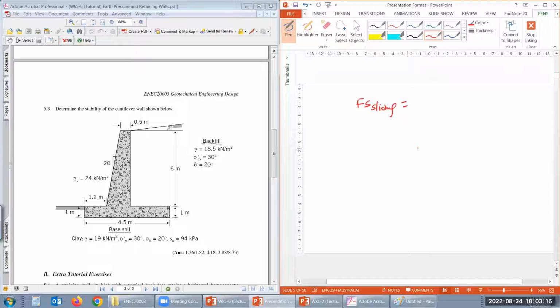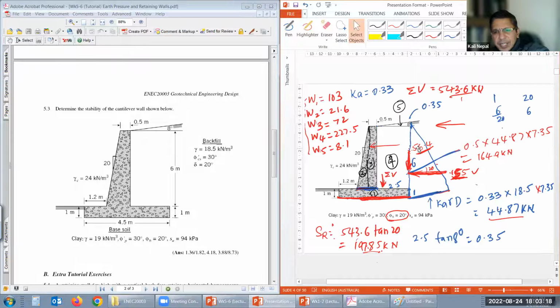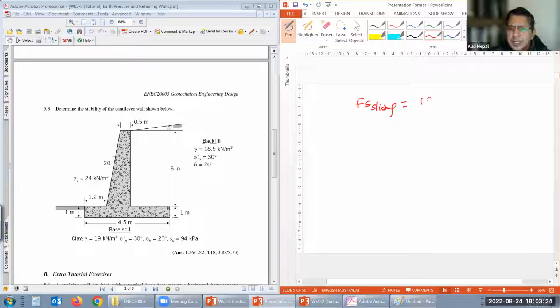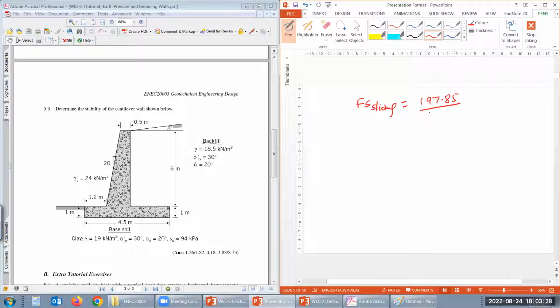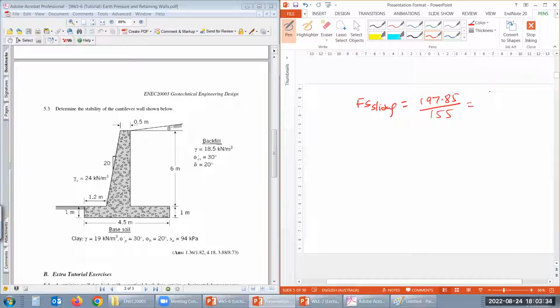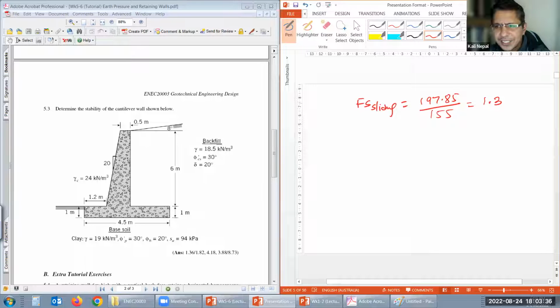So now for sliding, how much is that? 197.85 divided by 155. How much is the factor of safety? I think we should get 1.3. Okay, so that's the first one. That's all right. So that's the sliding.